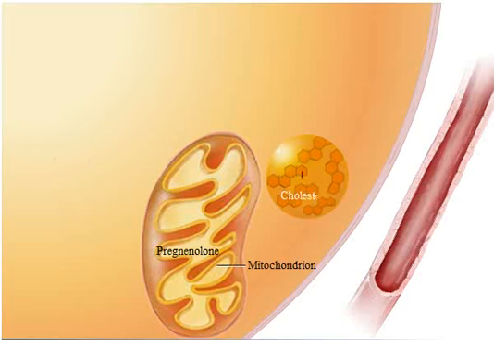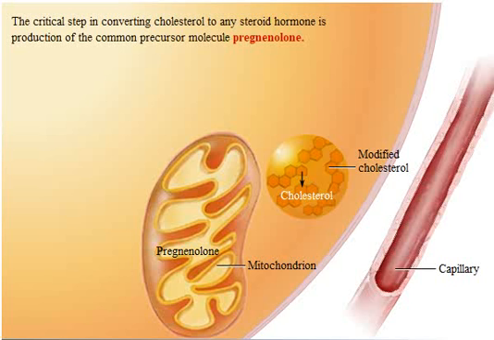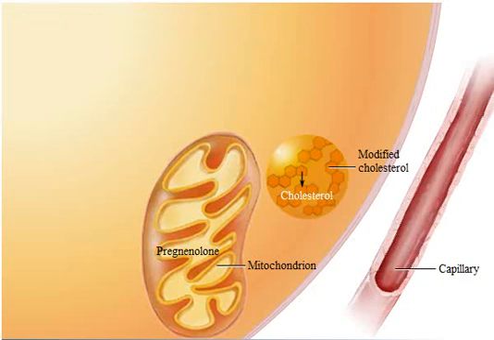Recall that cortisol is produced by the inner portion of the adrenal cortex. Adrenal cortical cells store a modified form of cholesterol in lipid droplets. Synthesis begins as cholesterol is released from storage. The critical step in converting cholesterol to any steroid hormone is production of the common precursor molecule, pregnenolone. Enzymes for the production of pregnenolone reside on the inner mitochondrial membrane.